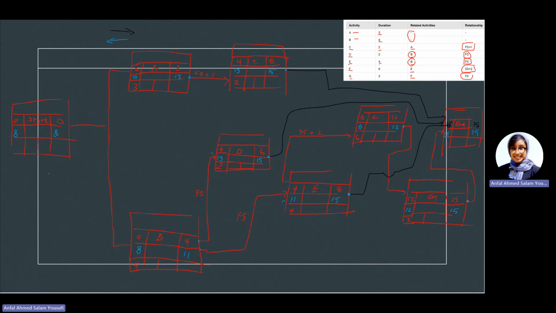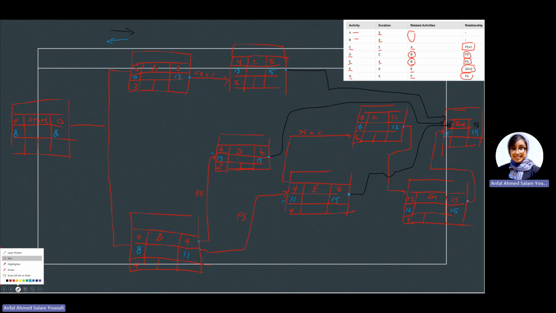Meaning, what does that mean? Is that you can start your project in day number 0 as the earliest start, or you can start it as late as the latest start, which is 8. Okay, so now we know the forward and the backward pass. Let's see the other details, which is the start float and finish float and total float.